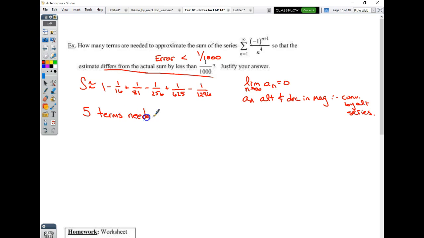needed for the absolute value of the error to be less than 1 over 1000th since the absolute value of a_6 is equal to, and I just wrote this as best I could. I could have probably said 5 terms needed since the absolute value of the 6th term is 1 over 1296, which is less than 1 over 1000th, which would be perfectly reasonable. But you get a couple different ways to attack the question.